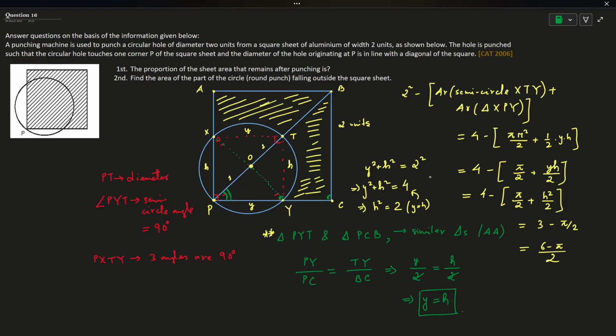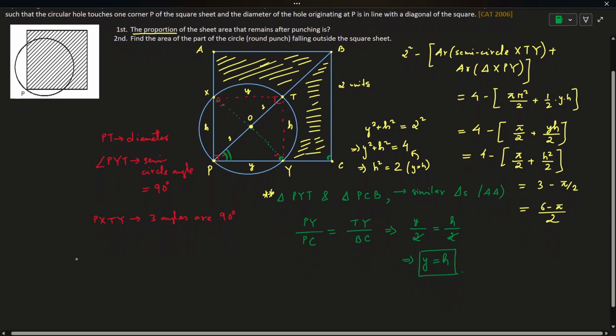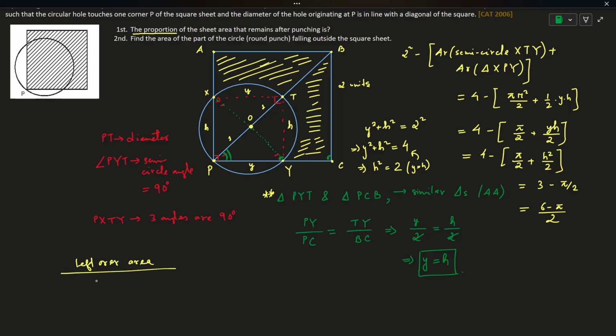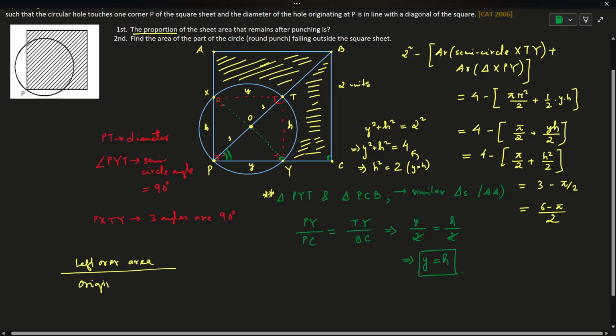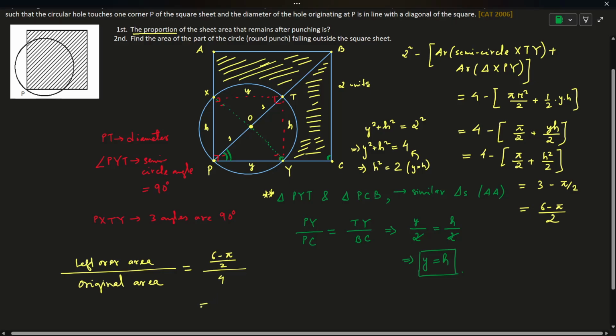But please remember, guys, we don't have to find the leftover area. We have to find the proportion of the leftover area of the sheet. So the proportion will be given by leftover area by original area. What is the leftover area, guys? Leftover area is 3 minus pi by 2. What is the original area? Original area is 2 square, which is 4. So the required answer is 3 minus pi by 2 by 4, that is (6 minus pi) by 8. This is the first answer. A very good question, guys.